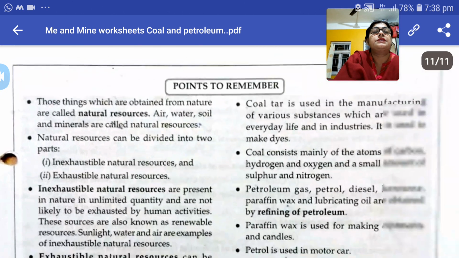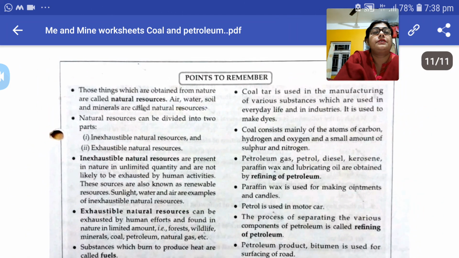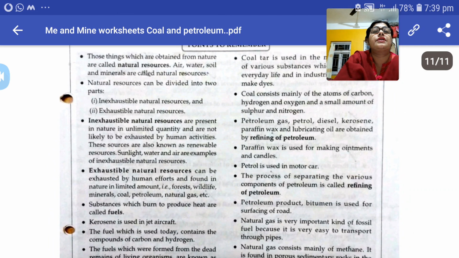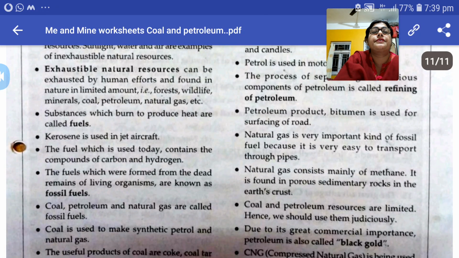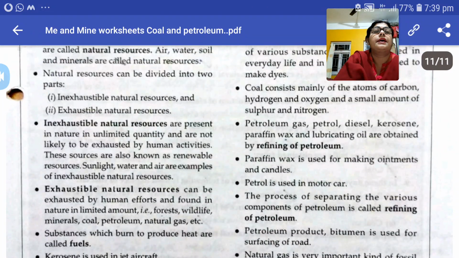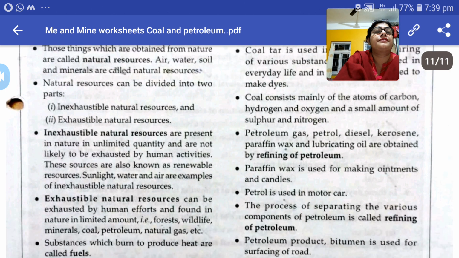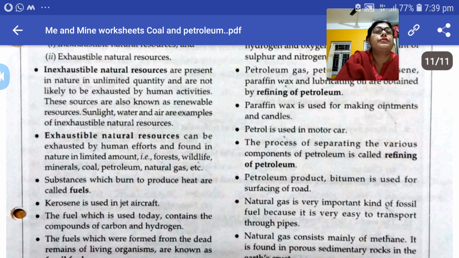Okay, and these are some important points which are given in the first part of the worksheets of this lesson. Okay, where we have what are natural resources, then we have what are exhaustible and inexhaustible resources, then we have the use of different fossil fuels. Okay, and this side we have same thing. What are the things which are obtained from refining of petroleum? Coal has hydrogen, oxygen, small amount of sulfur and nitrogen, paraffin wax used in ointments and all. Then what do you mean by refining of petroleum? Petroleum product bitumen is used for surfacing of road.